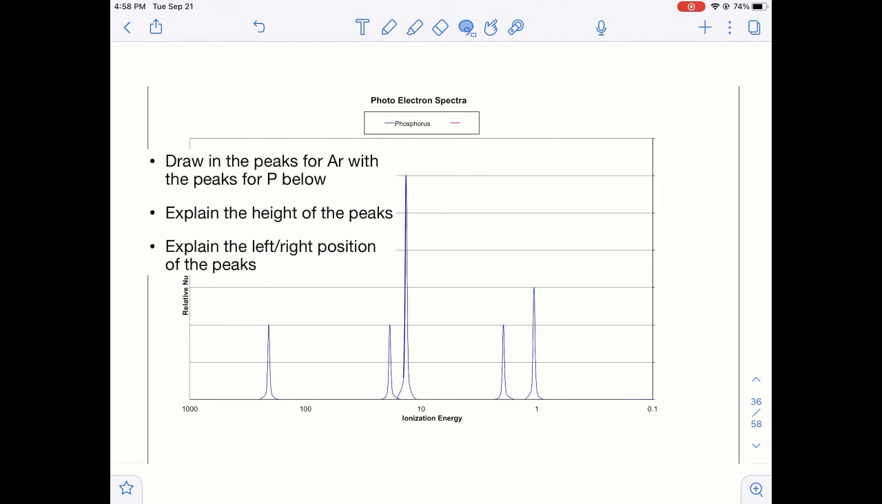What I want you to do now is to draw peaks, and a simple line will be fine. You don't need to try to replicate the pretty little picture they've got with the fancy little bottom part. So just draw vertical lines to represent the peaks for argon relative to the peaks with the phosphorus below. Go ahead and pause this and then start it back up once you've got that done.